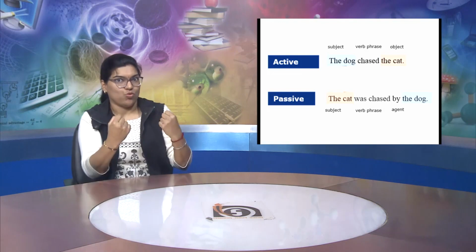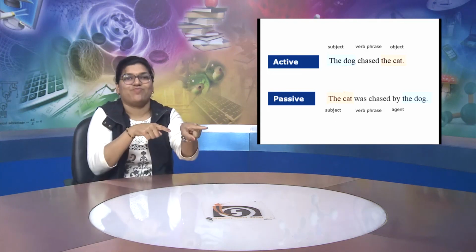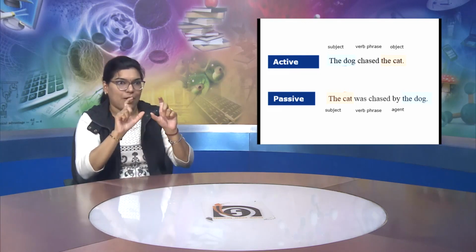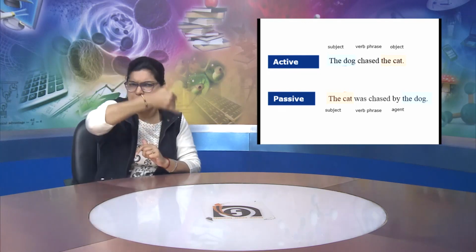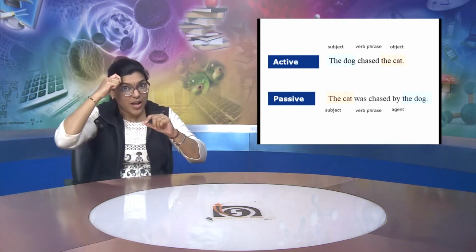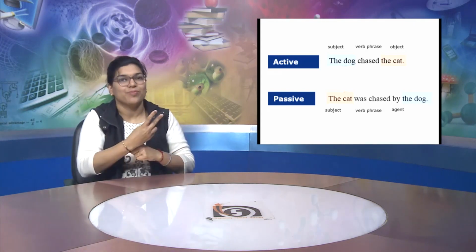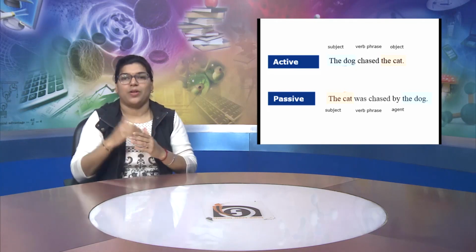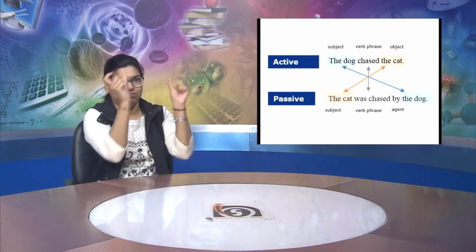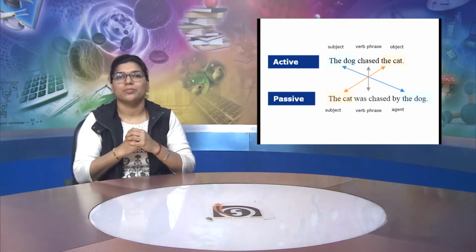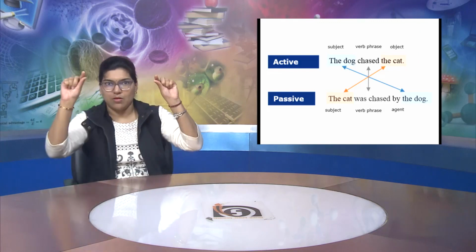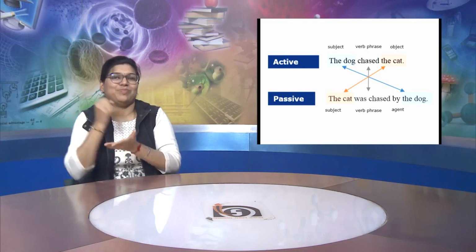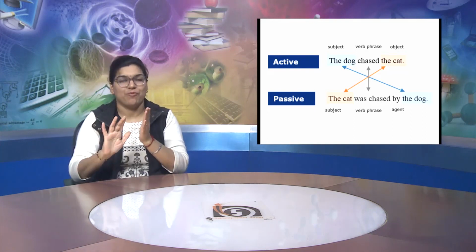Some people misunderstand that the cat was chased by the dog means the dog feared the cat, but no, it is not the true meaning. It is the passive voice, a grammatical structure. Both have the same meaning. As you can see, the subject becomes object and the object becomes subject. And the verb is a must in these sentences.